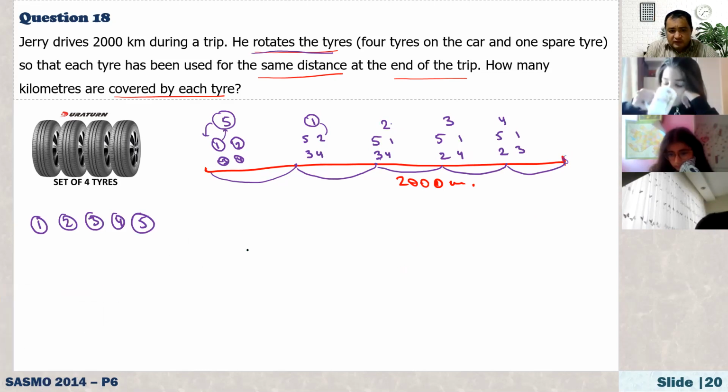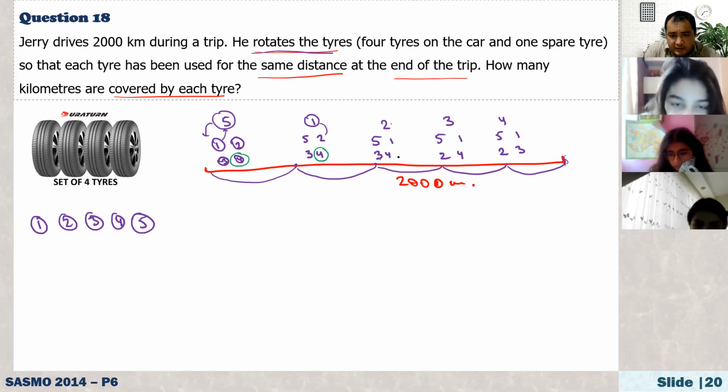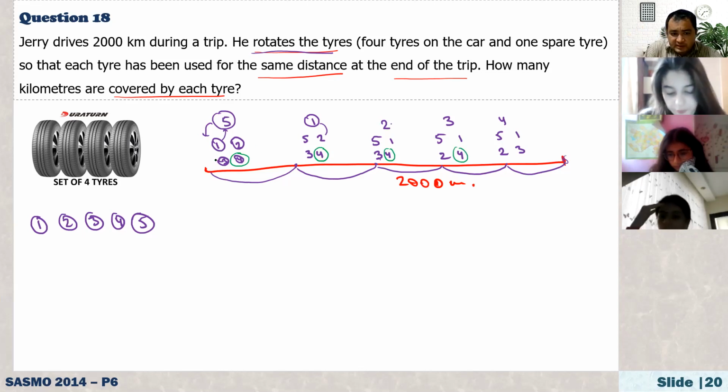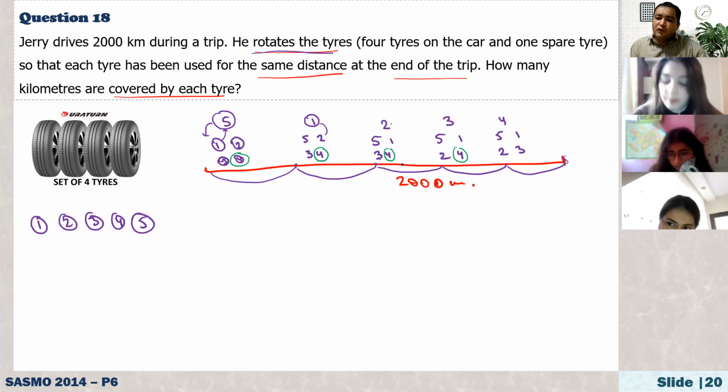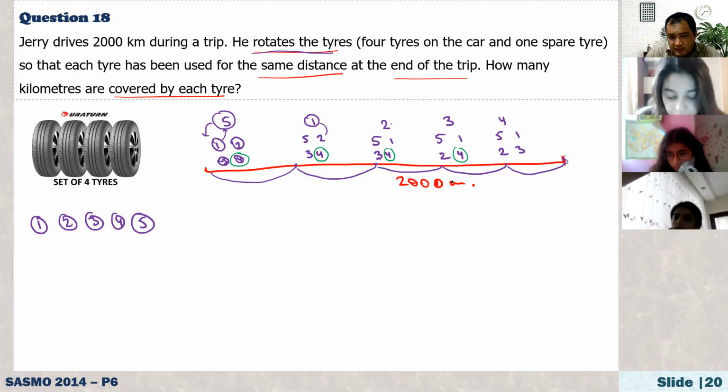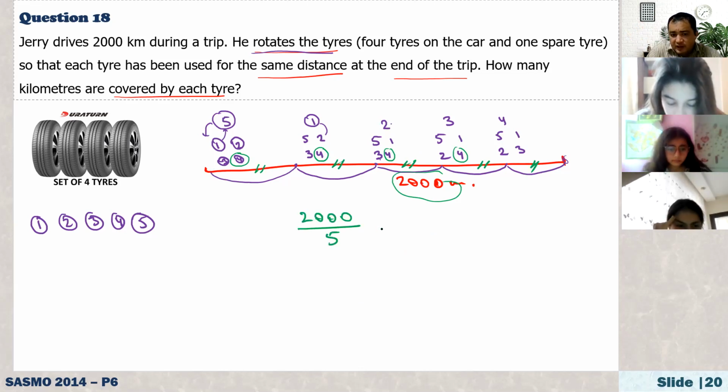Now if you notice, for example, Elmira, look at number 4. How many times is number 4 used? It's used here, here, here, and here. Only 4 times. How about number 1? Also the same, 4 times. Every tire is used for 4 intervals. So I just divided 2,000 by 5 intervals. What is the length of one interval? 2,000 divided by 5 is equal to 400.